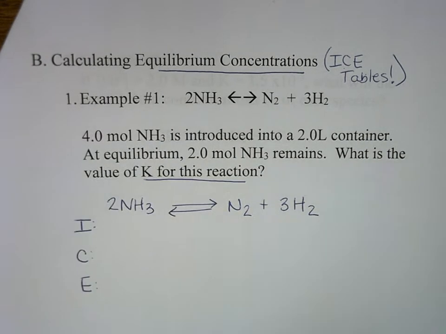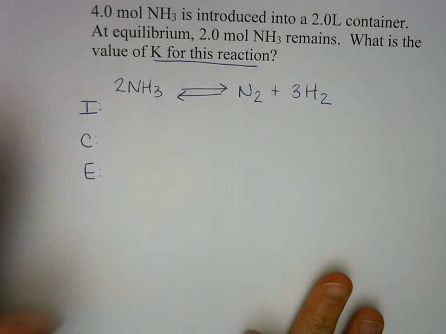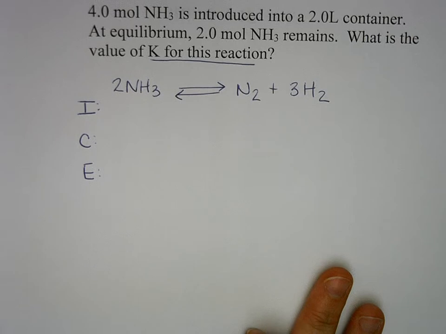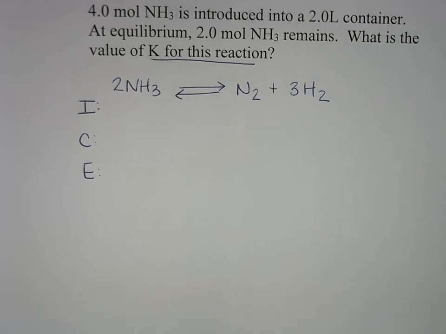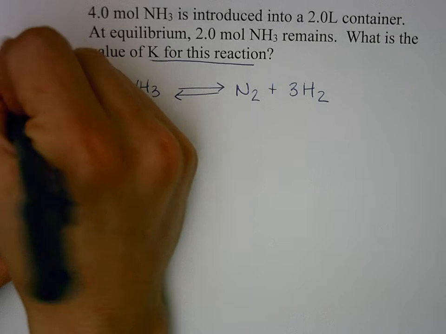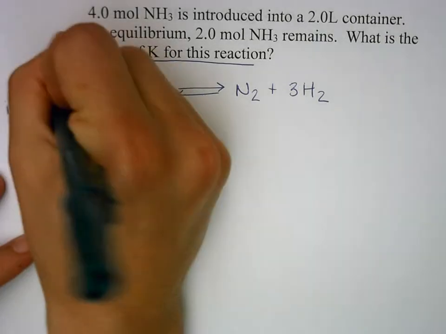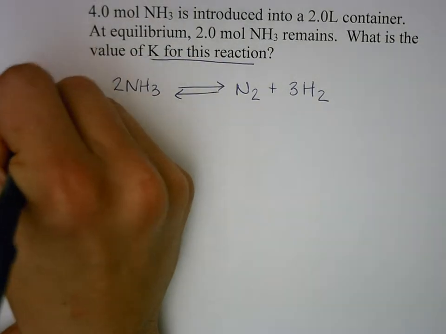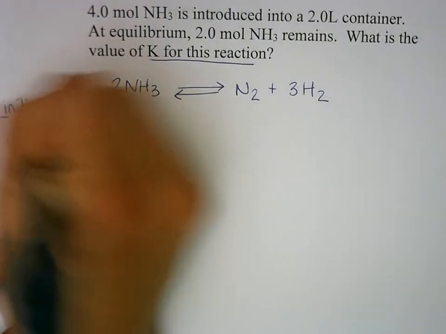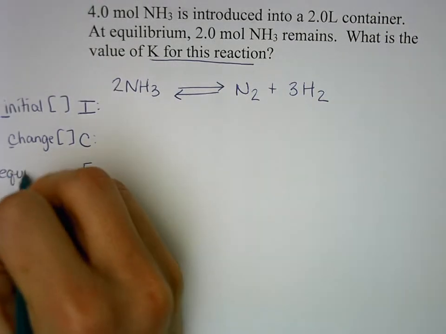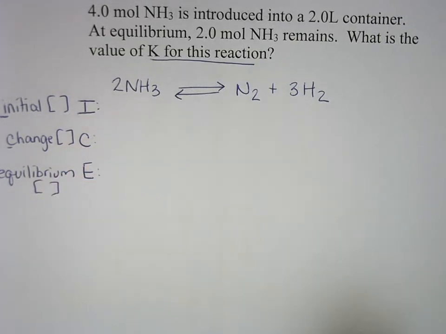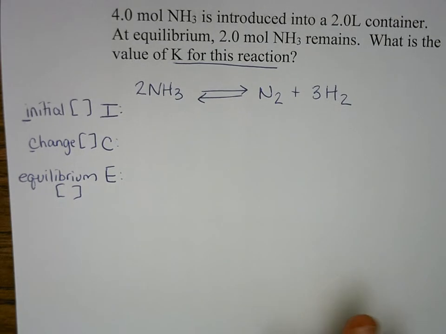And for now, label these letters. As you get the hang of setting up an ICE table, it becomes a pretty automatic thing. But we're going to set it up vertically. The I represents initial concentration, that's where that comes from. The C represents the change in the concentration, and the E represents the concentration at equilibrium.